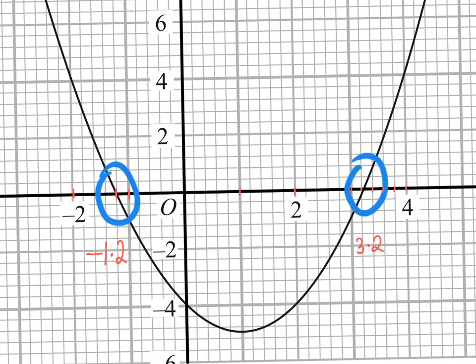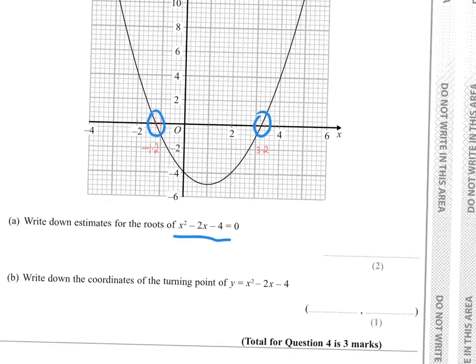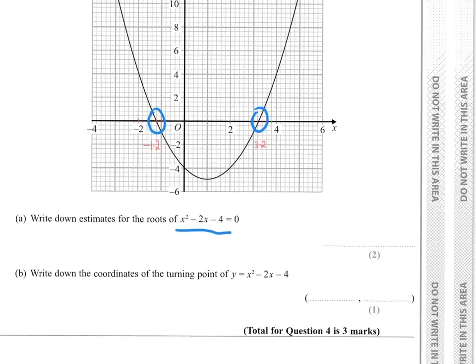Now it asks for the coordinates of the turning point. Now this is not how you would do this, but if you just completed the square, you'd have x minus 1 all squared minus 1 minus 4, which should give you x minus 1 all squared minus 5. So the answer would be 1, -5. And if you look at one of the other questions on this paper, it actually asks you to do this algebraically. In this case, you just have to look at the graph.